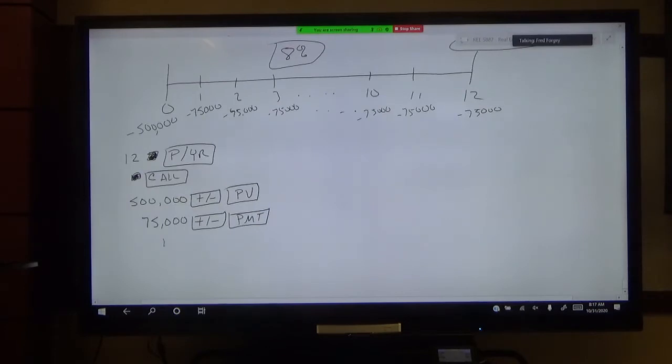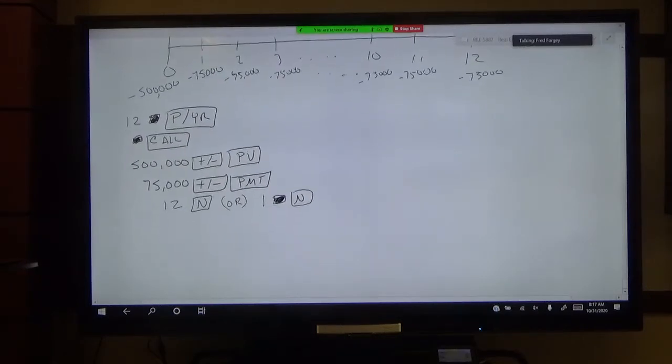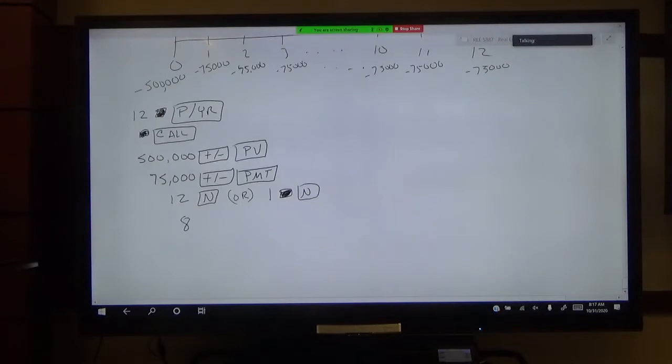And this is occurring over 12 months, so 12 in, or you could put it in as one shift in. Either way, because if you put it in as 12 in, it simply says that's 12 months. If you put it one shift in, that simply is going to convert it from 1 year into 12 months. So you have the choice either way on that one. Then our interest rate is 8%. And so what we're solving for is how much are we going to owe the lender at the end of this period, or our future value.